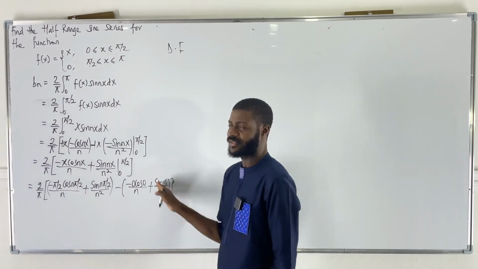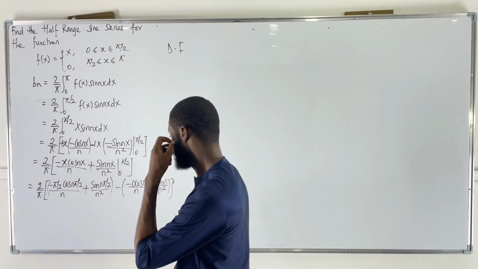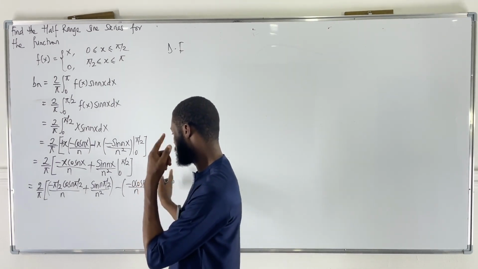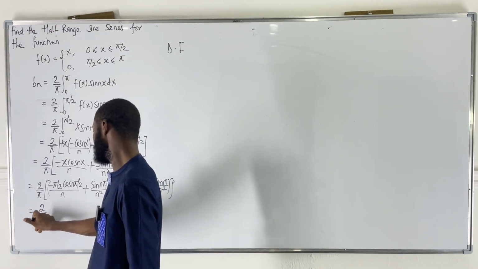And this part will just give you 0. So you can as well just throw it out. So this one is gone. You don't really have to stress yourself about this. So this will be 2 over pi.